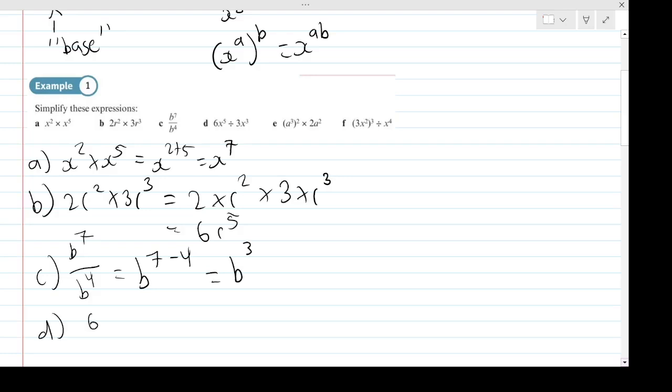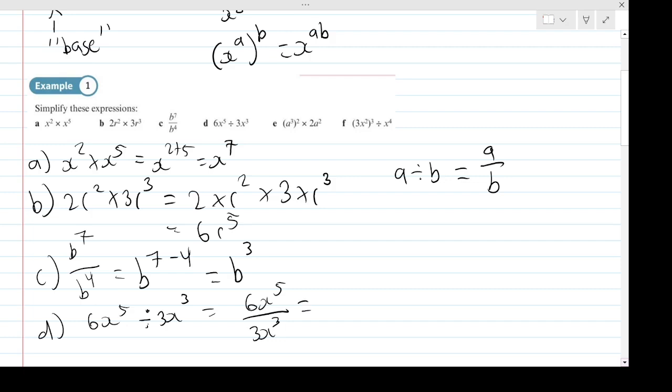Part D, we have 6x to the 5 divided by 3x cubed. Now, I think the best way to spot what's going on here is to convert this division into a fraction, right? So 6x to the 5 over 3x cubed. In general, it's very helpful to do that. In general, a divided by b is exactly the same as a over b. Okay, that's the whole meaning of a fraction, right? So that's all we've done there. And that makes it a lot easier to see what's going on.